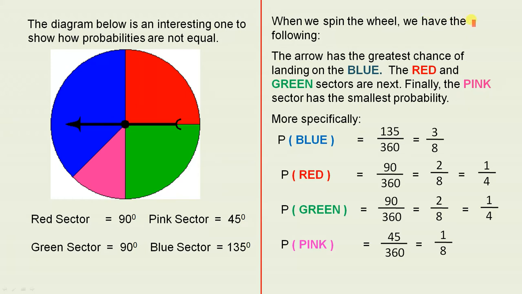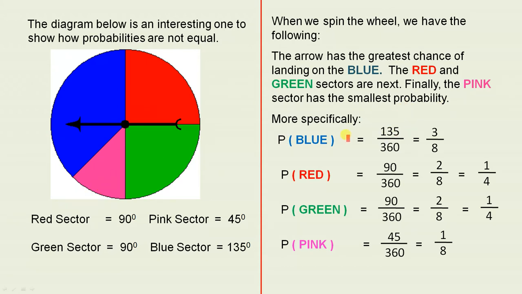When we spin the wheel, we have the following. The arrow has the greatest chance of landing on the blue, because that's the largest area. The red and green sectors are next, because they're the next two largest. In fact, they're equal in size. Finally, the pink sector has the smallest quantity, so that's quite small there, that pink.